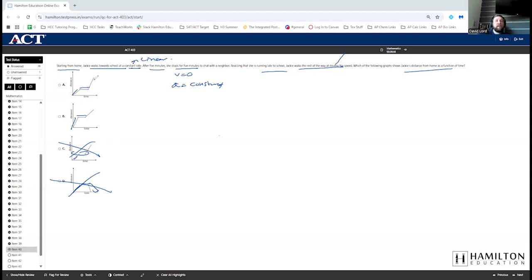Well, we're looking at A and B. And again, there are no actual values, but we want to look at the slope. B starts off fast and then stops and then goes slow. A starts slow, then stops, and then goes fast. So that's why the answer was A.